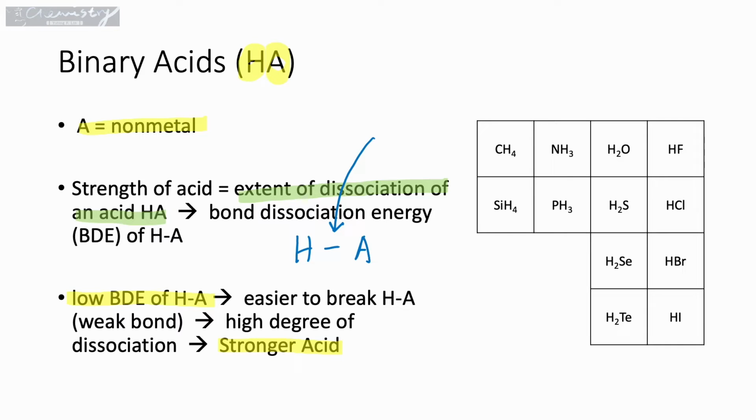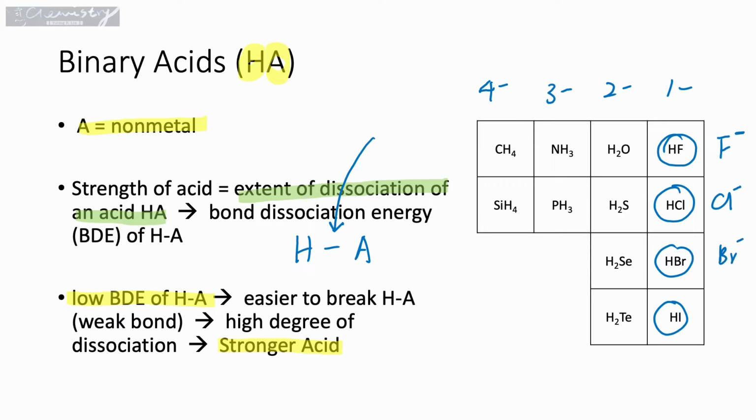Looking into this, remember how we were talking about the charges? So it's 1 minus, 2 minus, 3 minus, 4 minus, right? That's why H is just with one F: HF, HCl, HBr, and HI. Because the fluoride ion is just 1 minus, therefore we'll only have one proton. Same as Cl minus, Br minus, and I minus.